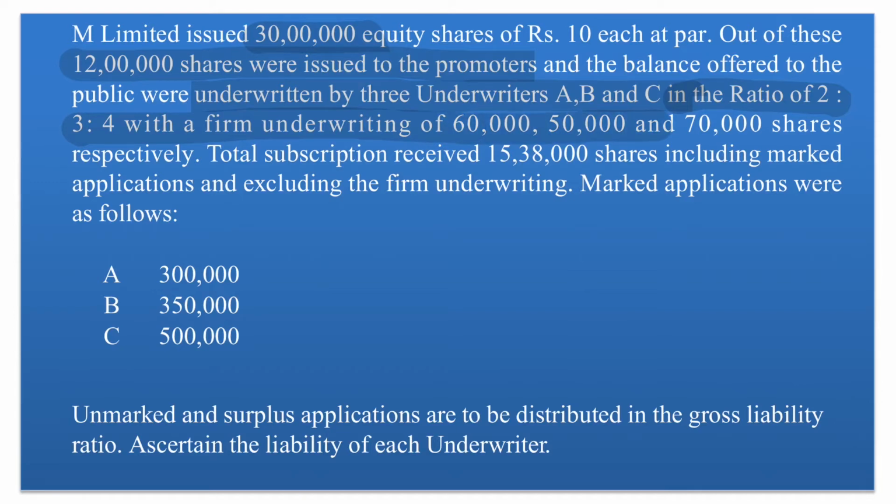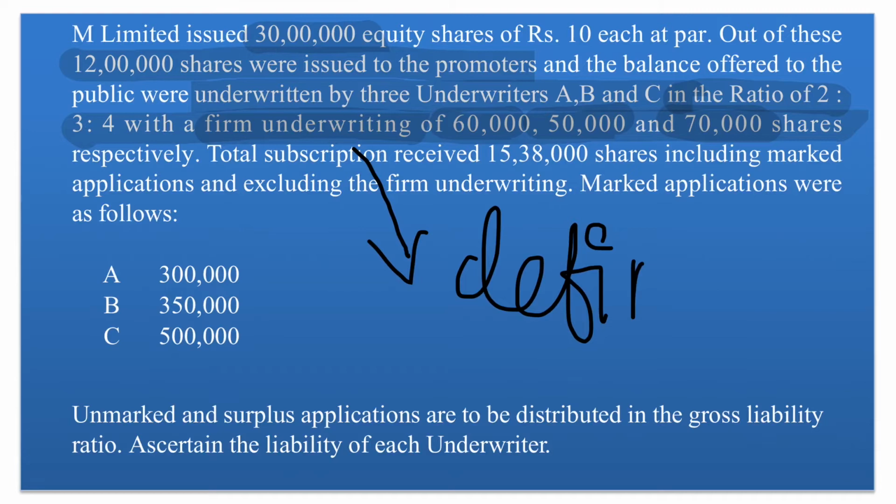Then there is firm underwriting as well, wherein A will definitely subscribe for 60,000 shares, B for 50,000 shares and C for 70,000 shares. As we know, firm underwriting shares means they will have to subscribe to those shares irrespective of subscription by the public. That is, whether or not the company receives the minimum subscription, the underwriters will definitely subscribe for these shares, called the firm underwriting shares.